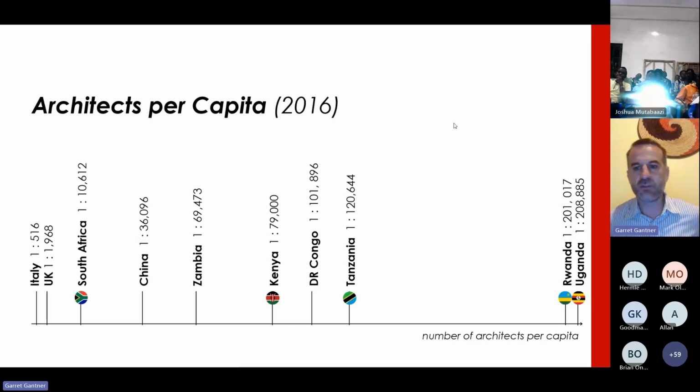You see the date there on the screen, but what you're seeing here is just a little graph of the number of architects per capita in East African countries, and then I've added South Africa there as well, and a few other countries in the region, and some big international benchmarks. So you can see Italy has more architects than any other country in the world. 1 out of every 516 people is an architect.